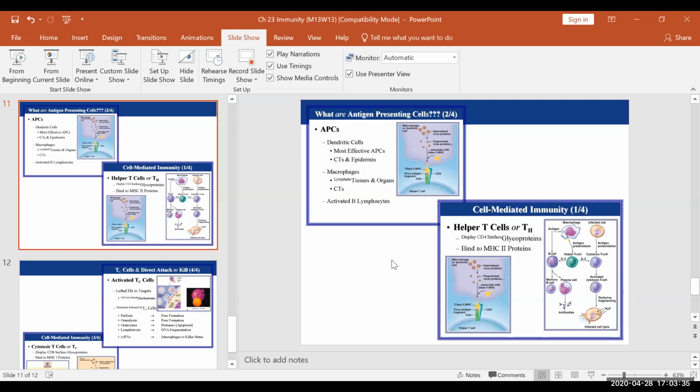And once they do that, they present that to the helper T cells. The helper T cell is the most important cell of the immune system. They are like a conductor of the orchestra. They can mobilize, they can activate the humoral immunity, they can activate the B cells, they can activate the T cells, the cellular immunity, but they can also intensify the non-specific defense.